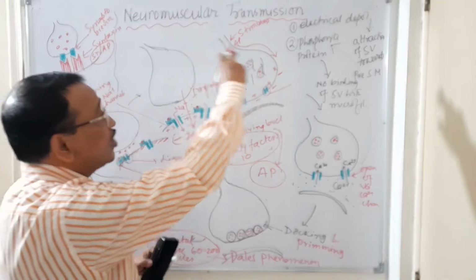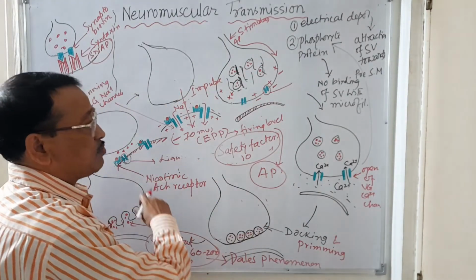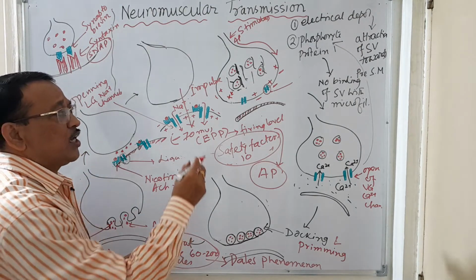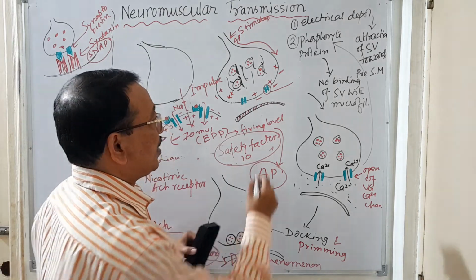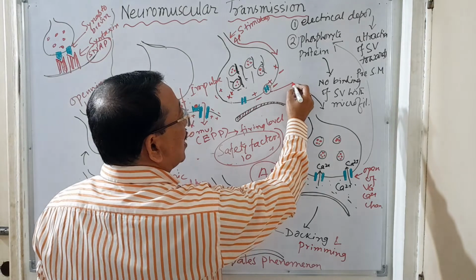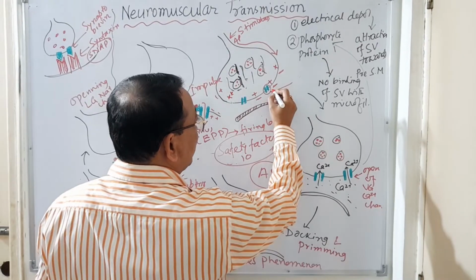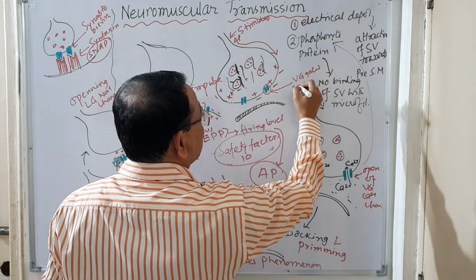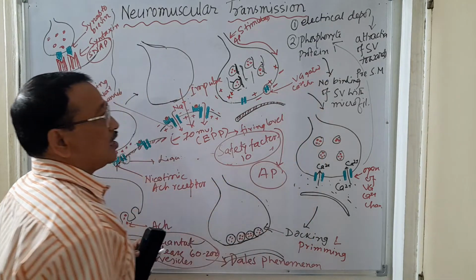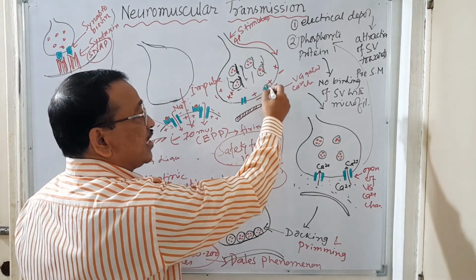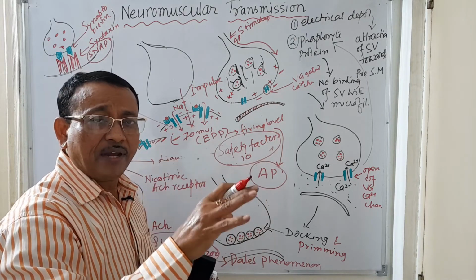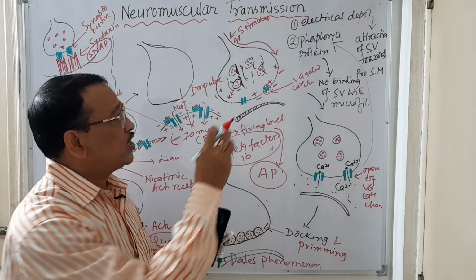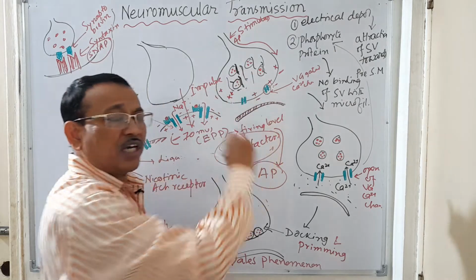Now, related with this neuromuscular transmission, there are some diseases. One of the very important diseases is Myasthenia Gravis. So what happens? As I told, you see here this is the voltage gated calcium channel. Now, if these channels are abnormal, that happens in case of development of antibodies which destroy these voltage gated calcium channels.